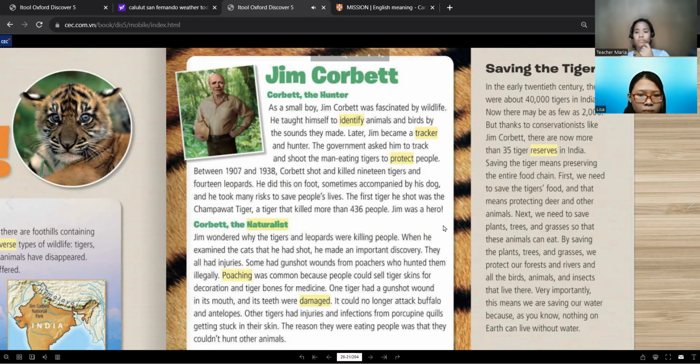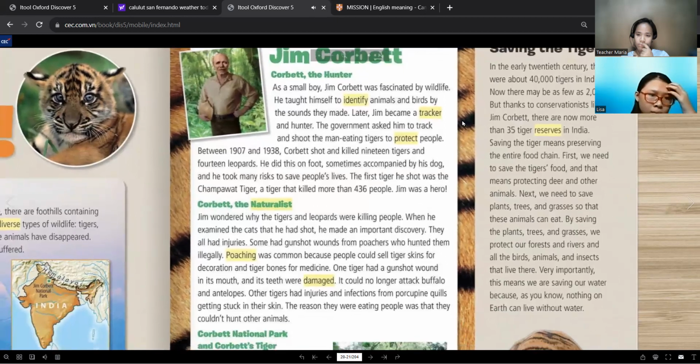First, we need to save the tiger's food, and that means protecting deer and other animals. Next, we need to save plants, trees, and grasses so that these animals can eat. By saving the plants, trees, and grasses, we protect our forests and rivers and all the birds, animals, and insects that live there. Very importantly, this means we are saving our water because, as you know, nothing on earth can live without water.